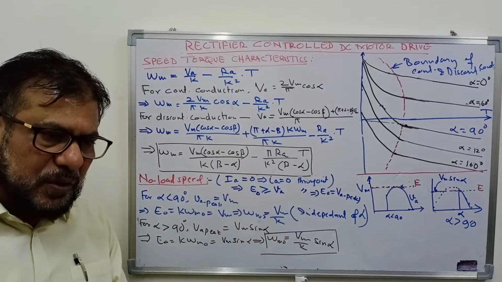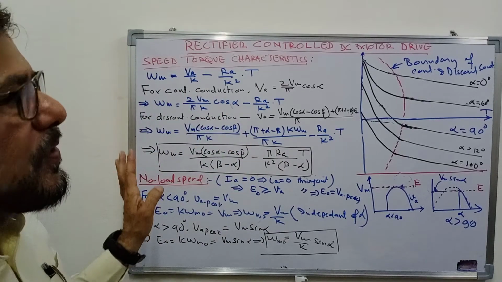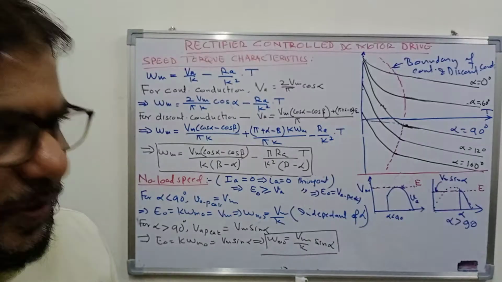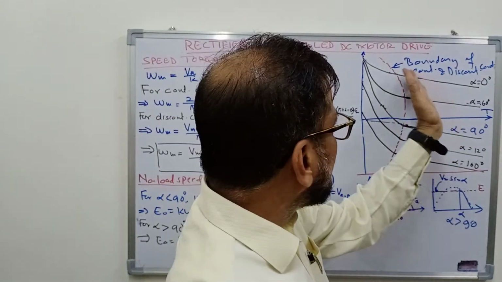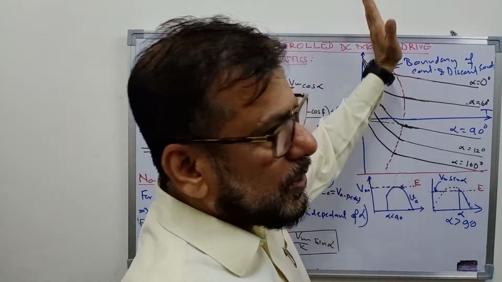So this means that as the torque varies, both slope and this component will also change. So you can say that the characteristic becomes non-linear. So after the conduction becomes discontinuous, the characteristic becomes non-linear.